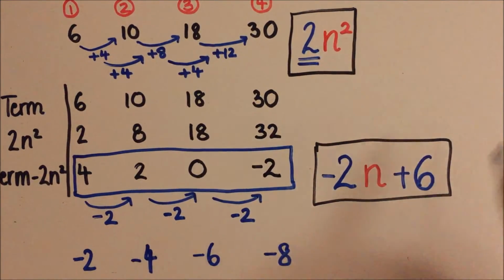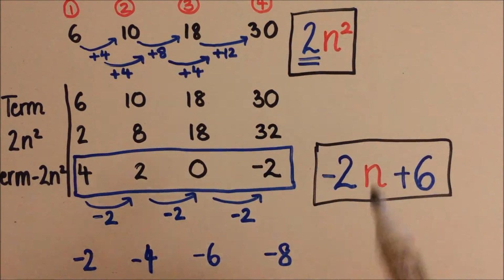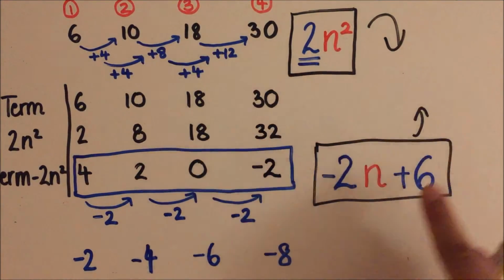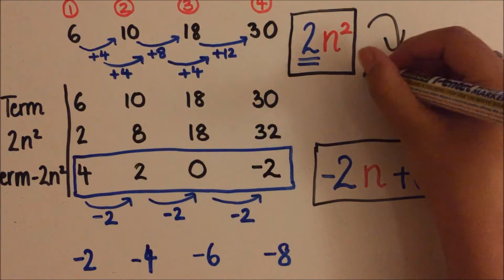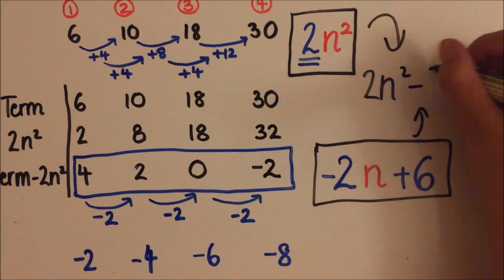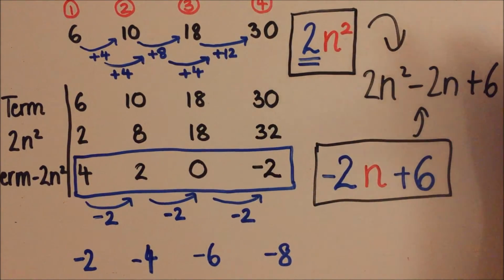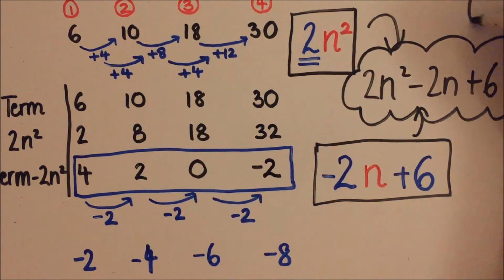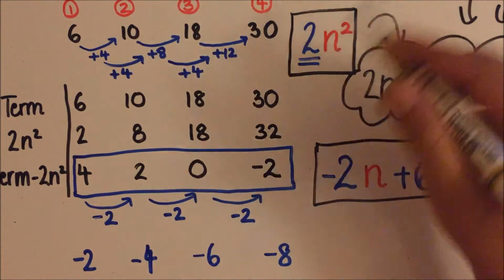Last but not least, the step is to put these two together. So 2n squared and this, and you get 2n squared minus 2n plus 6, and this is the main expression.